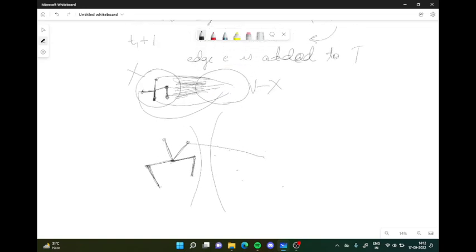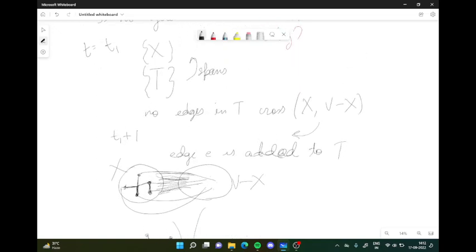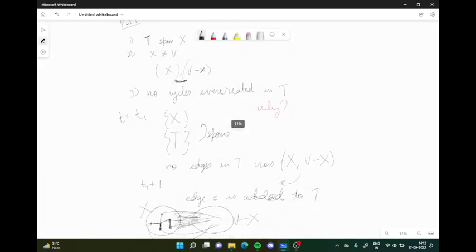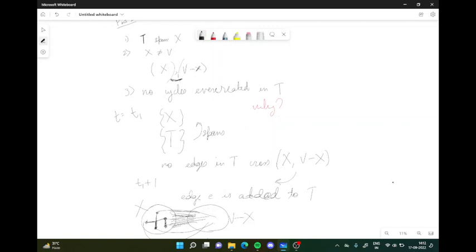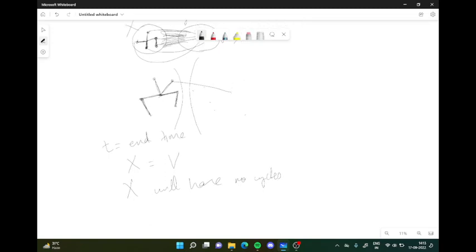So as X goes on and on, as there are no cycles ever created, it will always return a spanning tree. See, because it's never possible that X is not equal to V. That means at the end time, X will be all vertices in the graph, and X will have no cycles because no cycle was ever created in this graph.